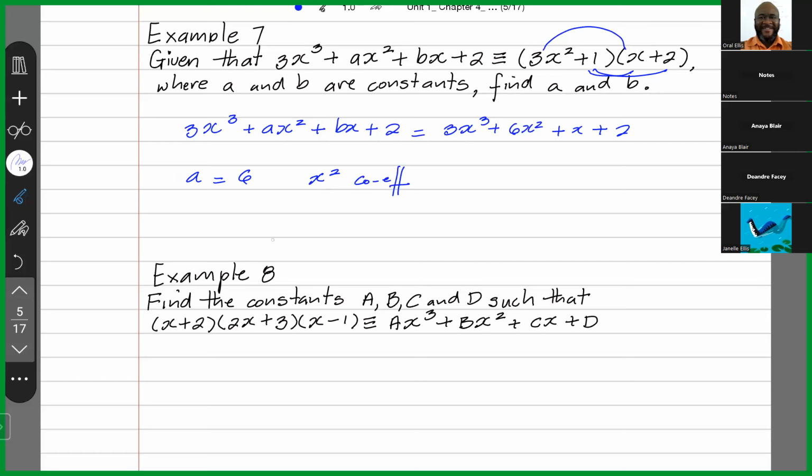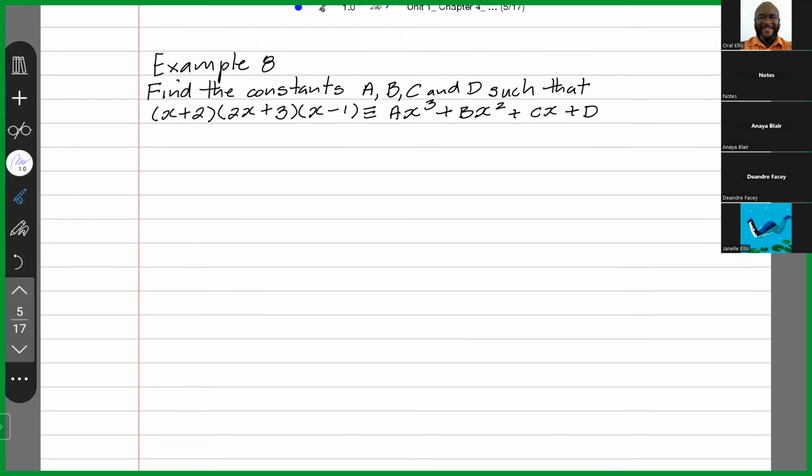And b, which is the x coefficient on the left, is equal to 1, which is the x coefficient on the right. So this is the x coefficient. What we see so far is that a is 6 and b is 1. a is the x squared coefficient on the left, and 6 is the x squared coefficient on the right. b is the x coefficient on the left, and 1 is the x coefficient on the right. Let's have a go at 8.